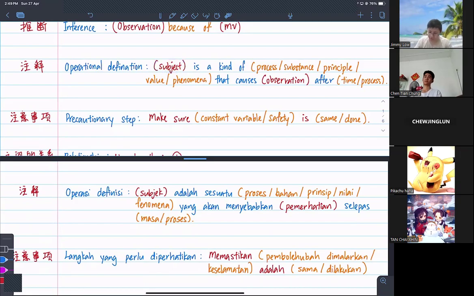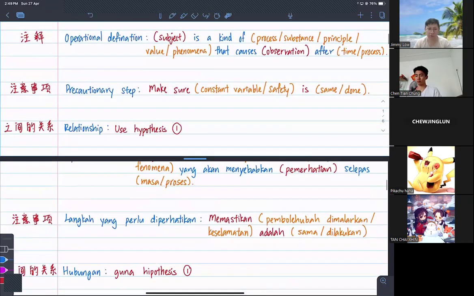Whenever the question is not given time or process, anyway, it comes from experiment. So when the experiment didn't give you time or process, then what you have to write? You write after experiment lah. Then full stop. So all of things here is format based. Just fill in the blanks and you score the marks already.